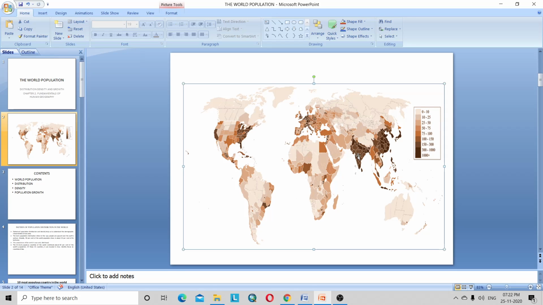The darker shades are the areas where you have more people or more population, and the areas with lighter color are where there is less concentration of people. In this chapter we will talk about why there are areas with more population, and what could be the reason of this uneven distribution.